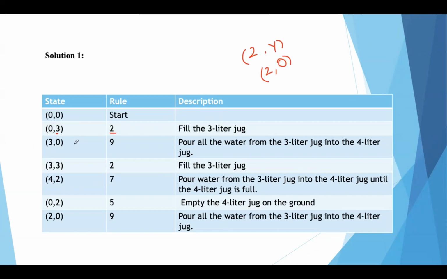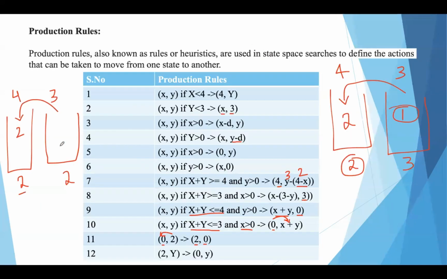And after that, pour all the water from 3-liter jug into 4-liter jug. So here you need to pour the water from 3-liter jug to 4-liter jug. So that 4-liter jug, now it contains 3 liters, and 3-liter jug is empty. So we are applying rule 9 here. So what is rule 9? If x plus y is less than or equal to 4 and y greater than 0, then you need to pour all the water from 3-liter jug to 4-liter jug.